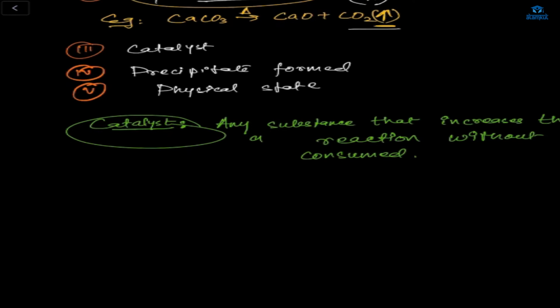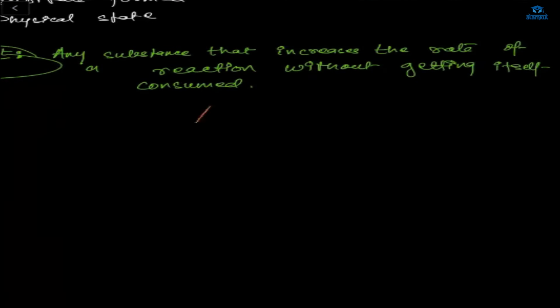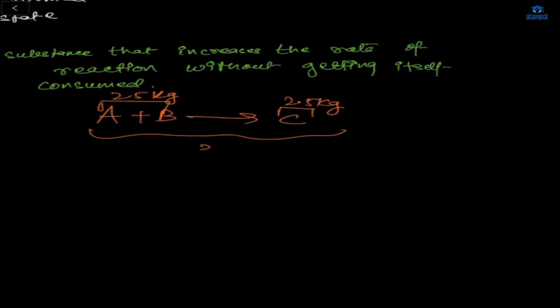Now, for example, let's say A plus B giving C. This is my 2.5 kg, and this is also my 2.5 kg. Now, for example, 35 minutes it took for the reaction. Both take 35 minutes, A plus B giving C. The whole reaction is 35 minutes. But there is one x. If we write here x, what will x do?